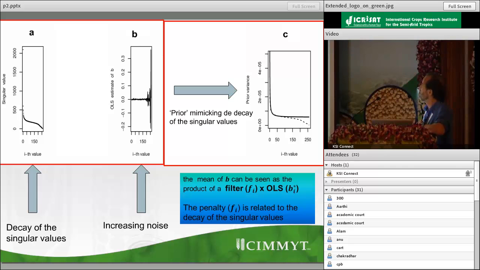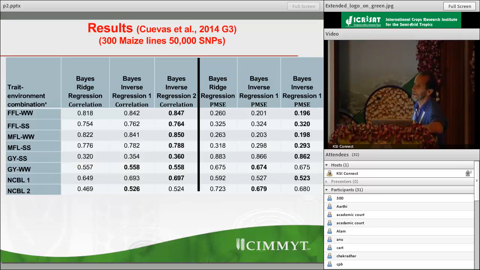I mean, this is not very spectacular. If you believe that we can go from a prediction of 0.4 to 0.8 or 0.9, that's not possible. So this is a standard Bayesian ridge regression, and these are the two models that we use for doing this inverse problem. You see that there is a modest increase in predictability, which might go from 1 up to even 9% for these different traits. This is female flowering in maize, well-watered, female flowering in stress conditions, male flowering in well-watered and stress conditions, grain yield in stress and well-watered conditions, and these are two diseases.